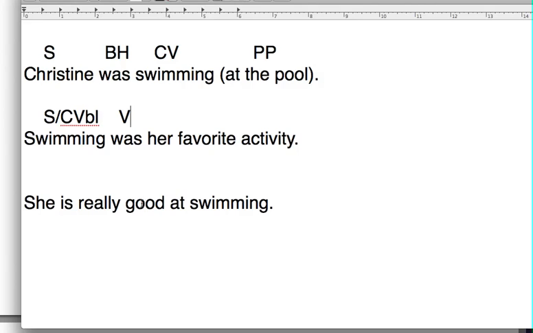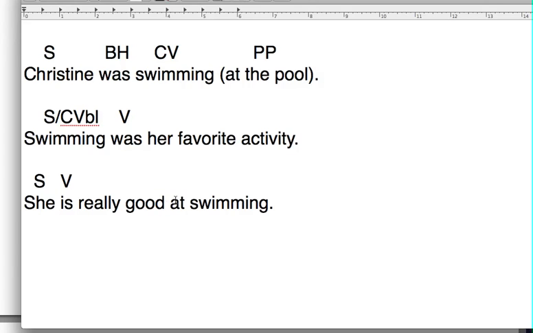Third one: she is really good at swimming. Okay, who or what? That's she. So she is the subject in this sentence. And what's she doing? She's just being. She is. Again, is and was can be verbs by themselves if there's no continuing verbal to the right of them. So in this case, is is just the verb.